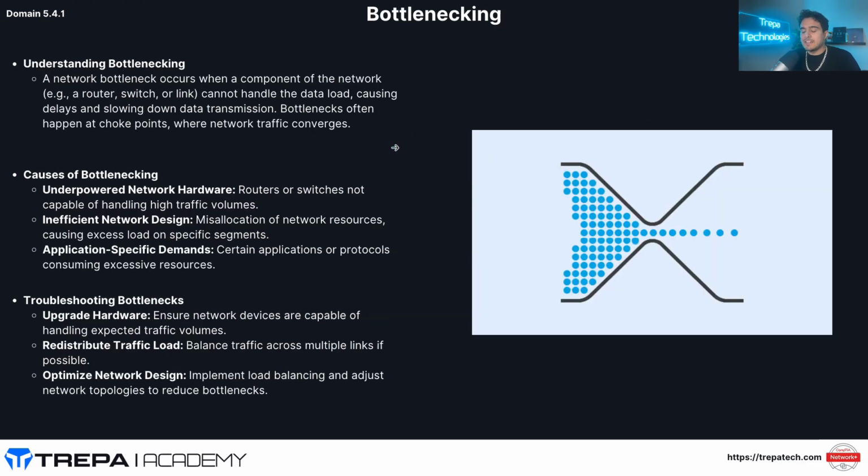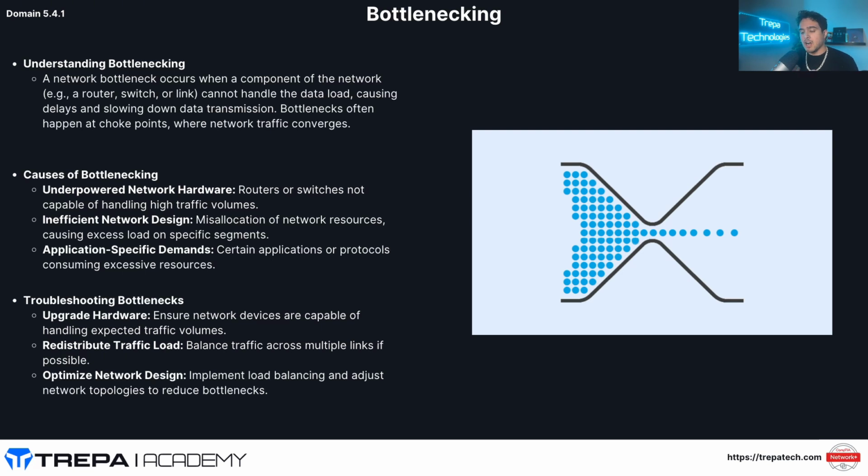Bottlenecking. A network bottleneck occurs when a component of the network, a router, switch, or one of the links, cannot handle the data load, causing delays and slowing down data transmission. So this is when our queue is getting filled up, right? Causes: underpowered network hardware, inefficient network design, and application-specific demands, where certain applications or protocols are consuming excessive resources. Bandwidth top talkers can cause bottlenecking in our network.